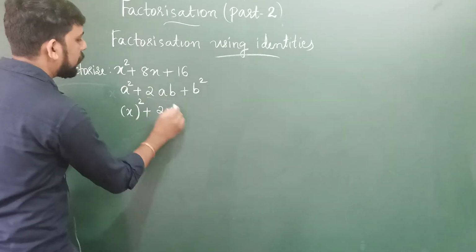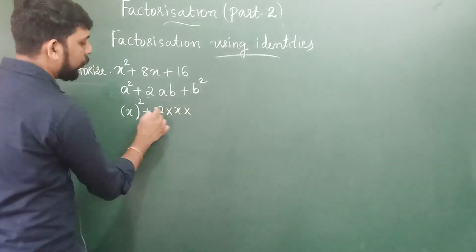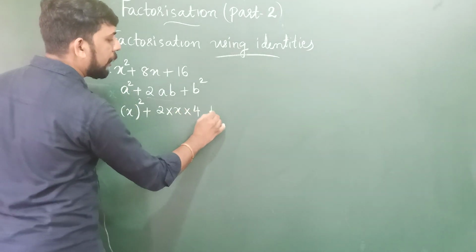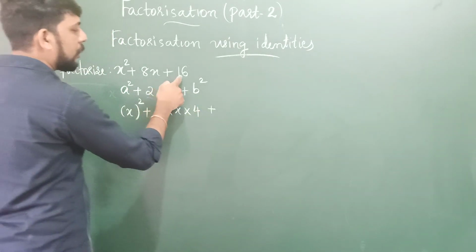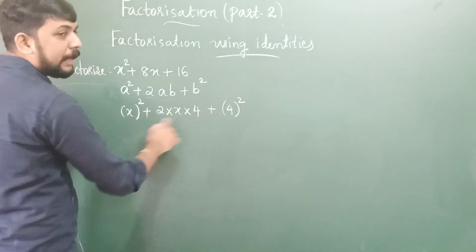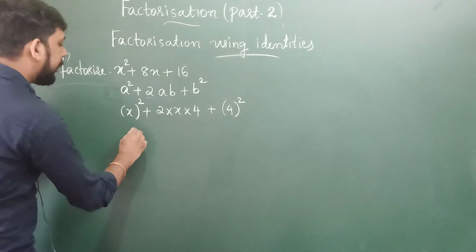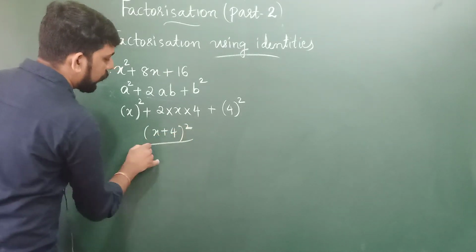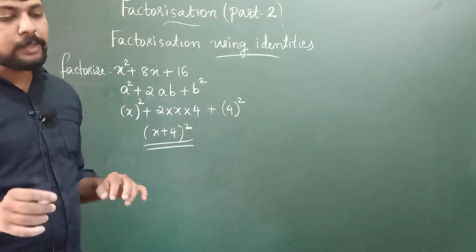Okay, x the whole square plus 2 into x, a is x, into which number is 8? That is 4. Okay, plus b the whole square. Here it is 16, so 4 the whole square. That means first and third, x plus 4 the whole square.